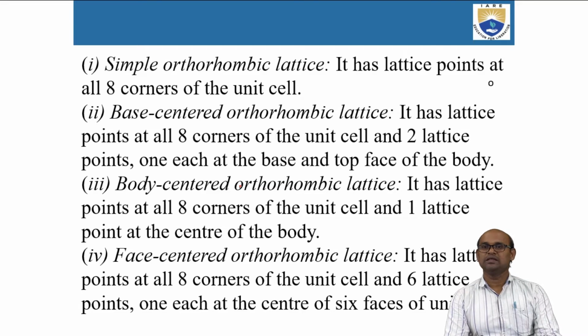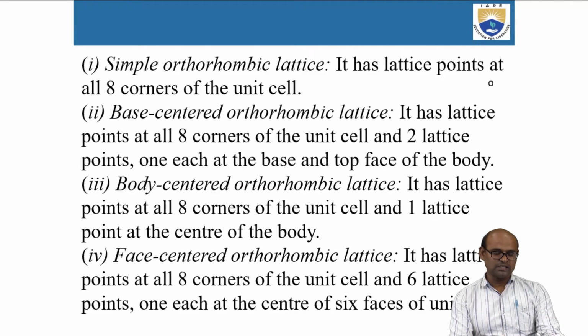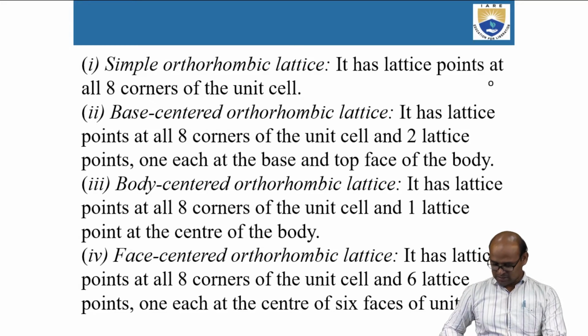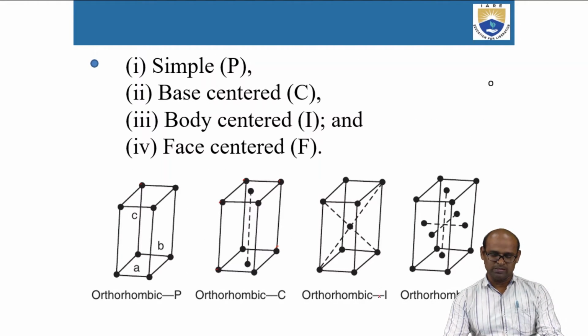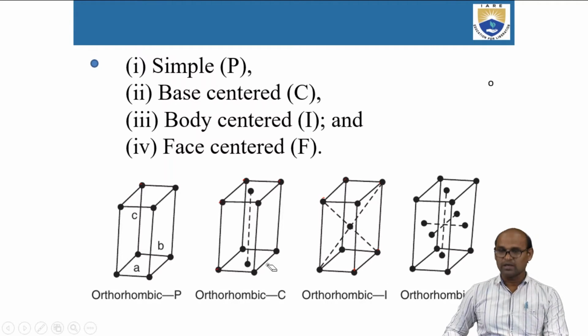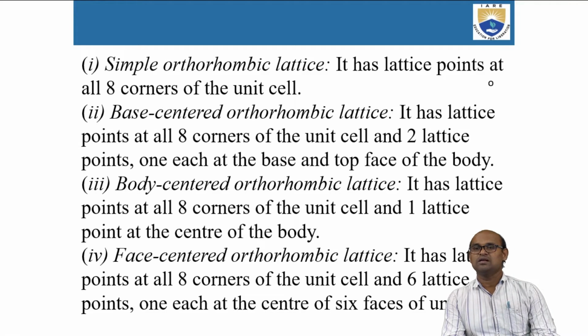Coming to the body-centered orthorhombic lattice, it has a lattice point at all 8 corners of the unit cell and 1 lattice point at the center of the body. So you have 8 lattice points at 8 corners and only one lattice point at the center of the body. And the last one is the face-centered orthorhombic lattice.